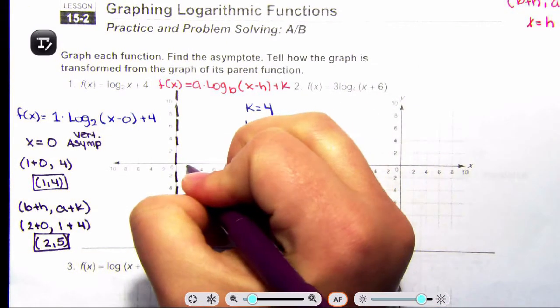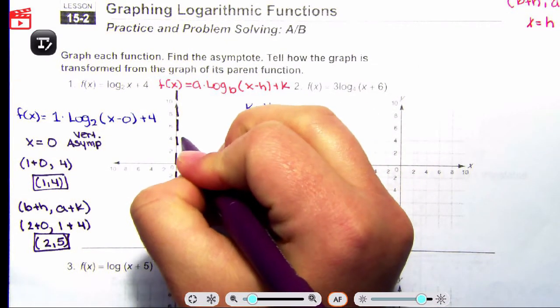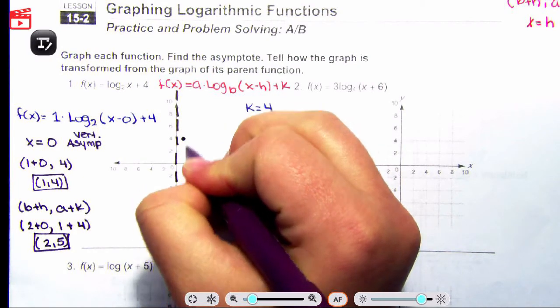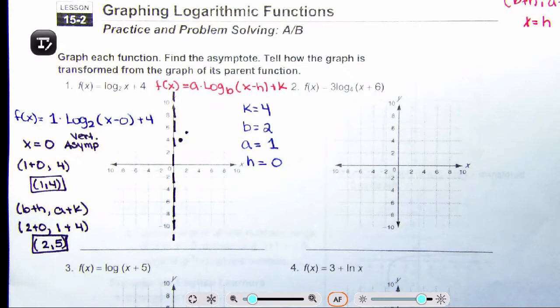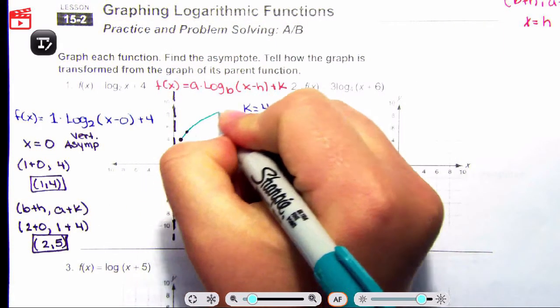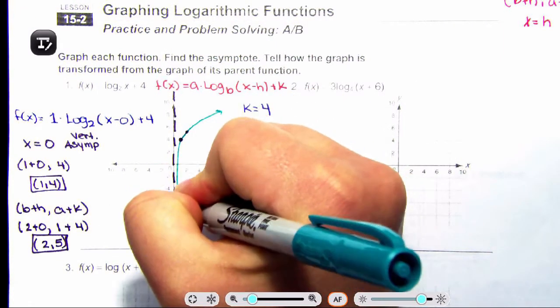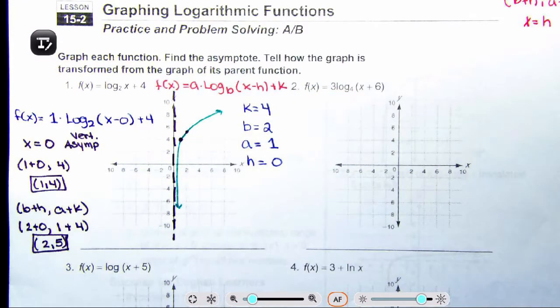So let's do 2 points, 1 and 4, and 2 and 5, something like this. And I'm going to just use a different color to sketch this out. That goes off to infinity beyond. It does curve a little bit as it increases.